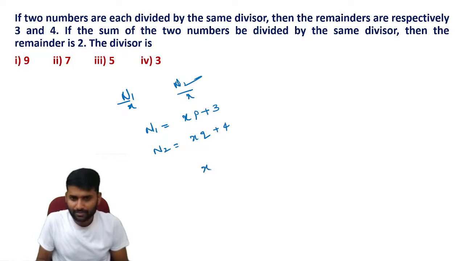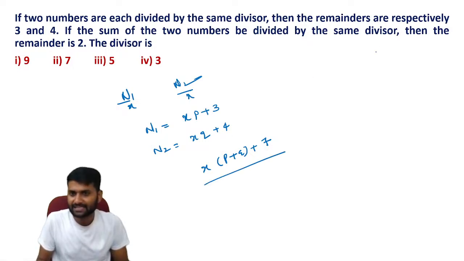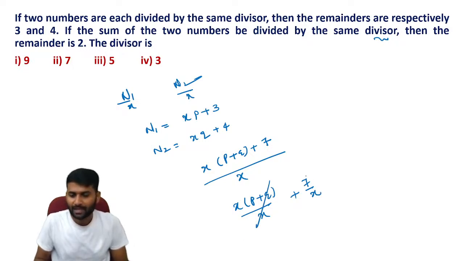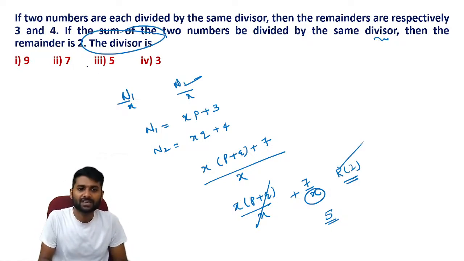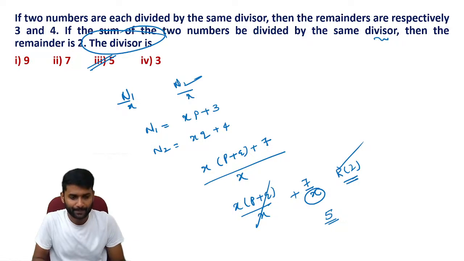Now see, the sum of two numbers, x into p plus q plus 7. They clearly mention that it is divided by the same divisor. Same divisor means x. x times p plus q divided by x, and 7 is divided by x. Here there is no remainder. Whatever, if 7 is divided by x, we need remainder 2. According to the question, 7 must be divided by 5, then only you will get remainder 2. That's why the divisor in this question is 5.